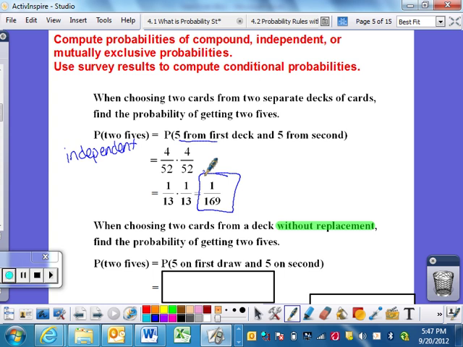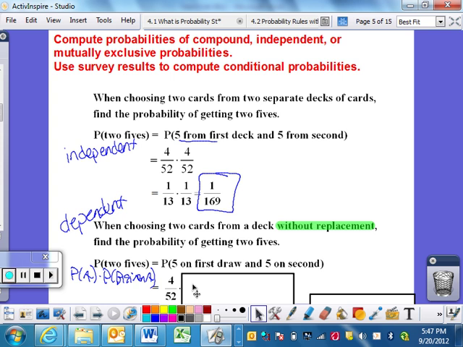Whereas the bottom one is a dependent event. Why is it dependent? Because when you choose two cards from the same deck without replacing the card, you are now changing your probability of the second draw. Now the first draw is going to be straightforward. You're not going to affect that. So if you look at your formula sheet, you notice that you have probability of A times the probability of B given A. Well, the probability of A just means what's the probability of pulling a 5 on the first card. That's not changing. It's still 4 out of 52.